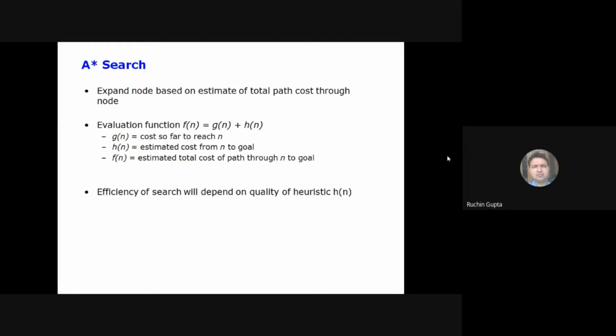I hope that you are able to understand. So g(n) is the cost from the initial state or root of the tree to the node n, and h(n) is the estimated cost from the node n to the goal. So this A star search is using an evaluation function f(n), which is a combination of two functions, g(n) plus h(n).